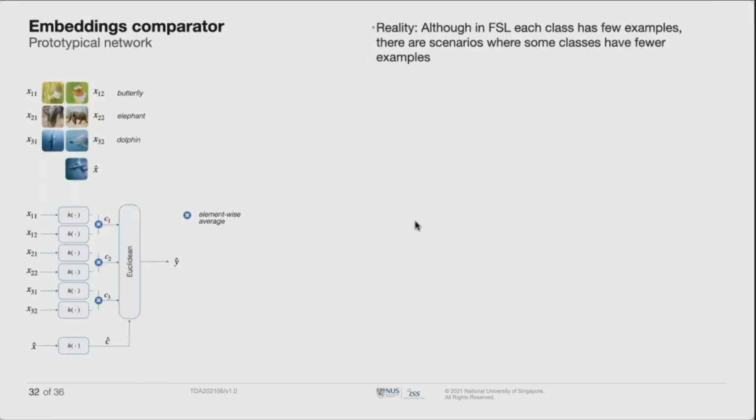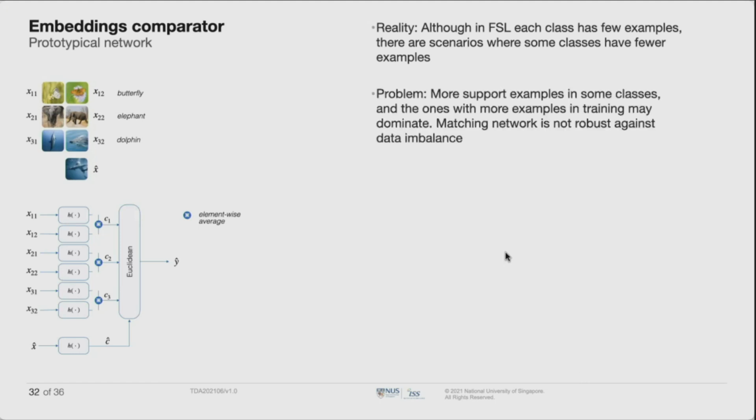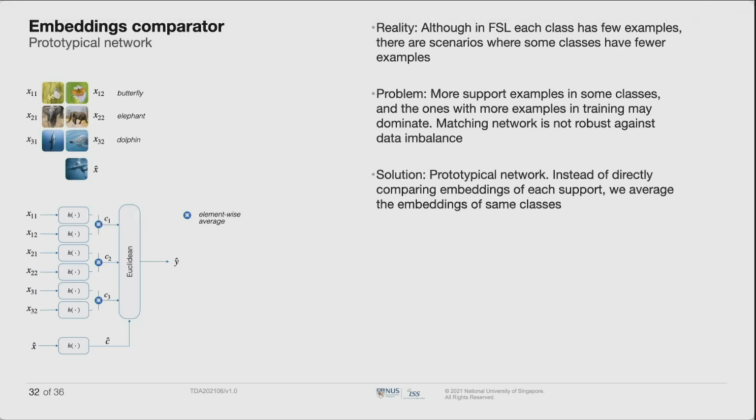In matching network, we have seen how embeddings are generated, and how embeddings are used and compared. For the coming 2 types of embeddings comparator, the working principle is pretty similar. We know that in few-shot learning, each class has few examples, but in reality, in the data we have collected, some classes may have fewer examples. When we have a dataset like that, the classes where we have more examples may dominate in training. This will create an issue for matching network. So the solution to this is called prototypical network.